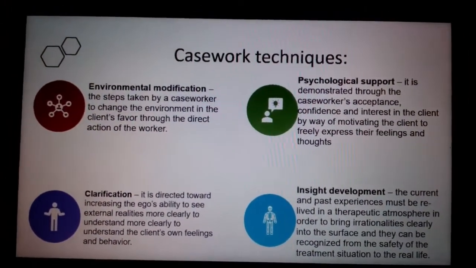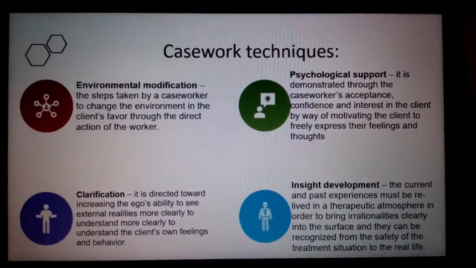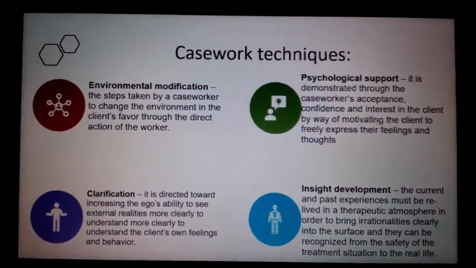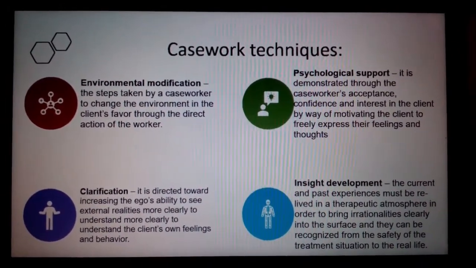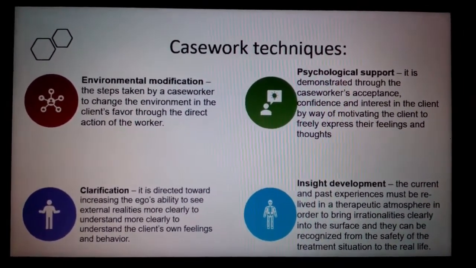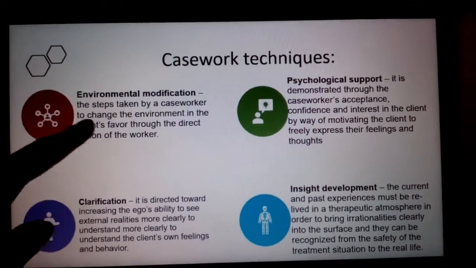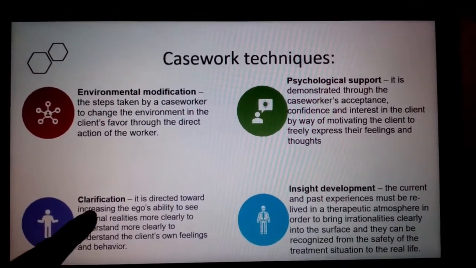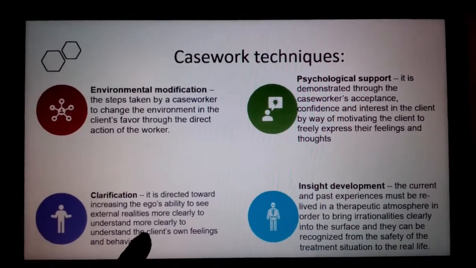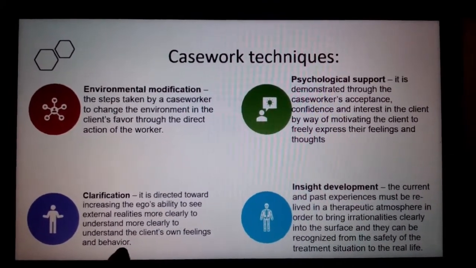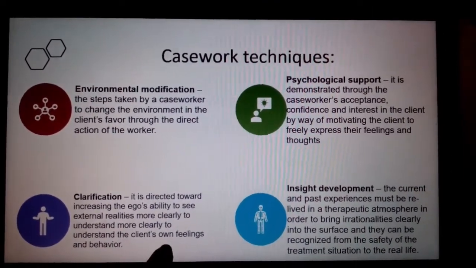So, eto pa yung iba't ibang example, nilagay ko na example ng casework techniques. O example natin dyan, first one, environmental modification. So, it involves the environment, syempre. Clarification is about the reality. Nandyan may psychology din, ego's ability, balance, understanding feelings.